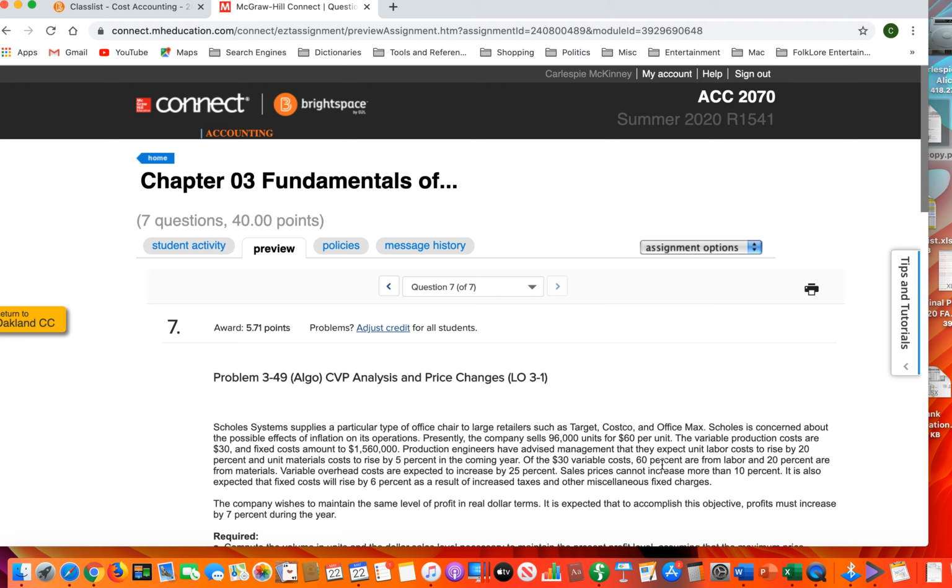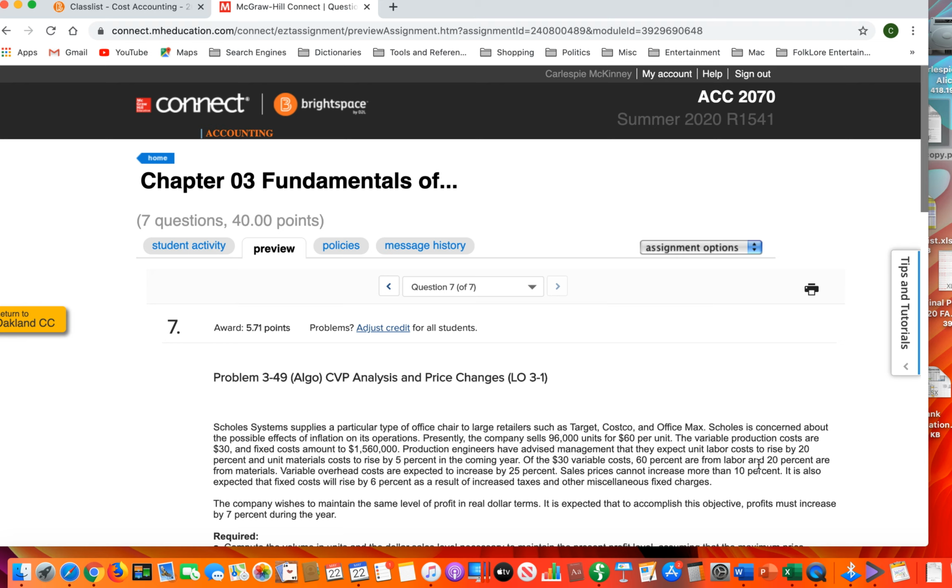Then they talk about the increases. Where is that? Variable overhead expected to increase by 25%. So you take 6 times 1.25, right? Because 25% increase. So it's going to be $7.50. It'll go from 6 to $7.50. The material cost, direct material, I'm trying to see where it is on here. Direct material going to increase.